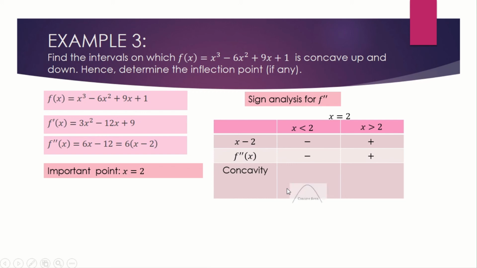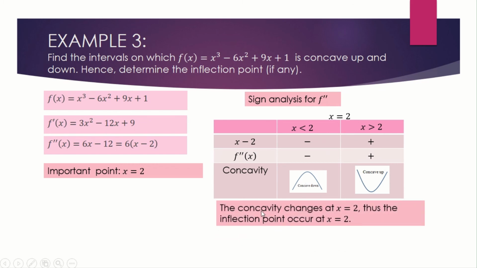Alright, so we draw the concavity here. For x less than 2, f double prime x is negative, so it is concave down. For x greater than 2, f double prime x is positive, so it is concave up. So we can see that the concavity changes at x equals 2, thus the inflection point occurs at x equals 2. On the left we get concave down, on the right concave up. So it changes from concave down to concave up. Therefore, the inflection point occurs at x equals 2.